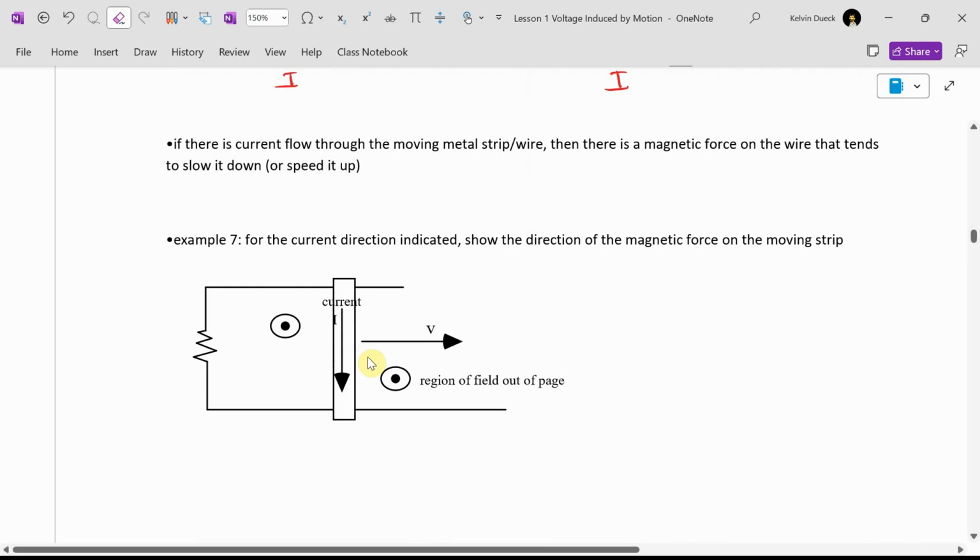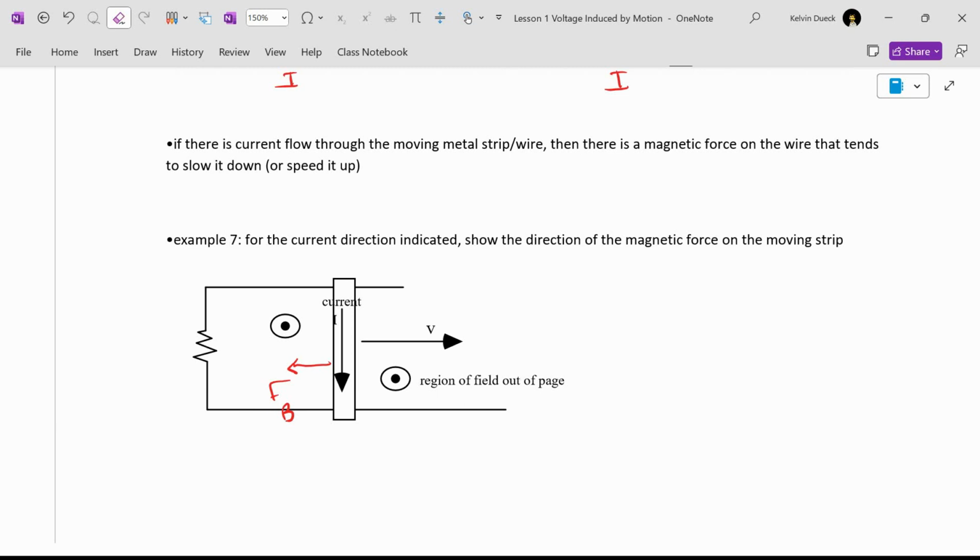There's going to be a force in this direction. In fact, let's do it right here in example 7. If we have a magnetic field coming out of the page, current going down, you'll actually feel a force tugging against you, and that is there. That force shows up whenever you're trying to generate current.